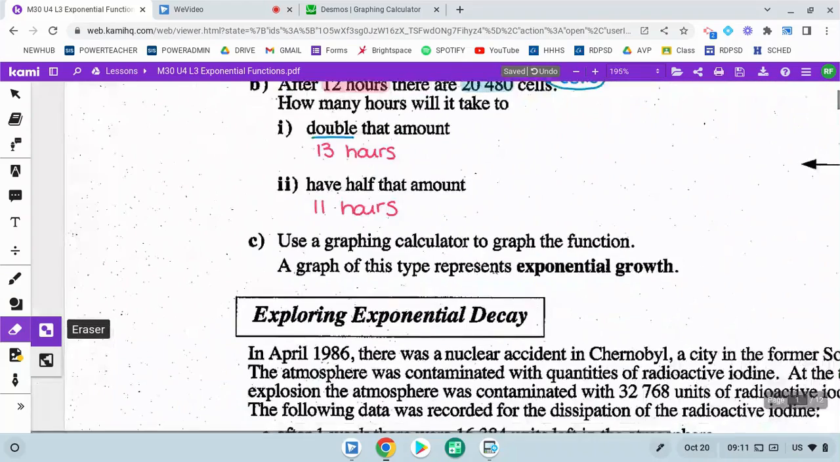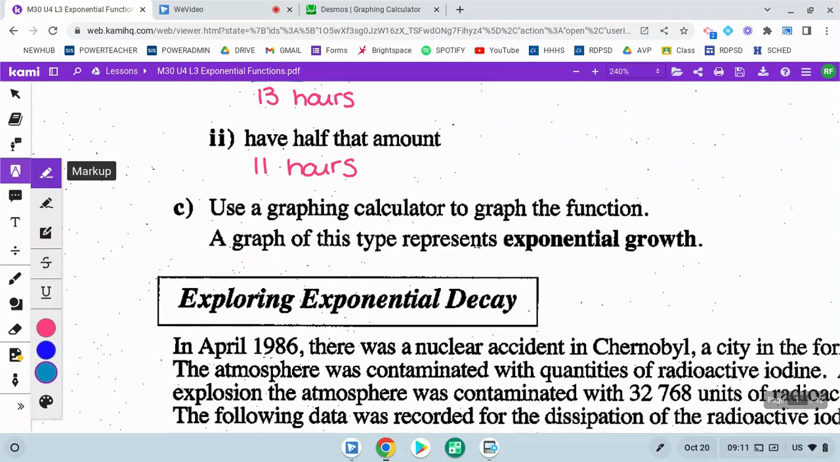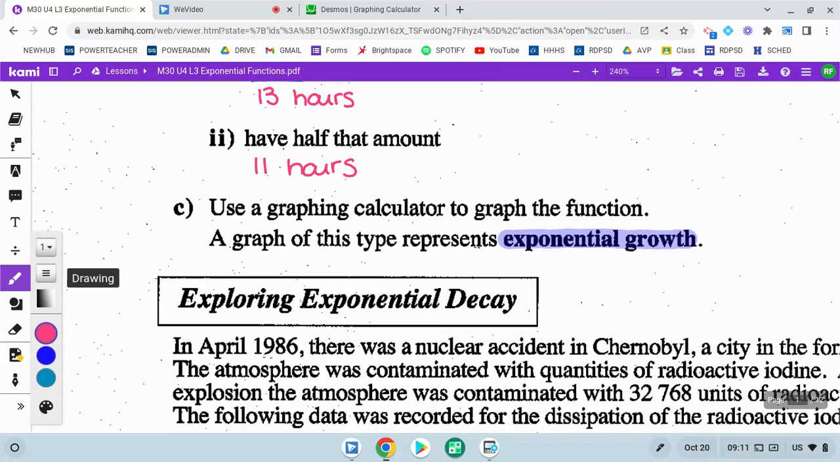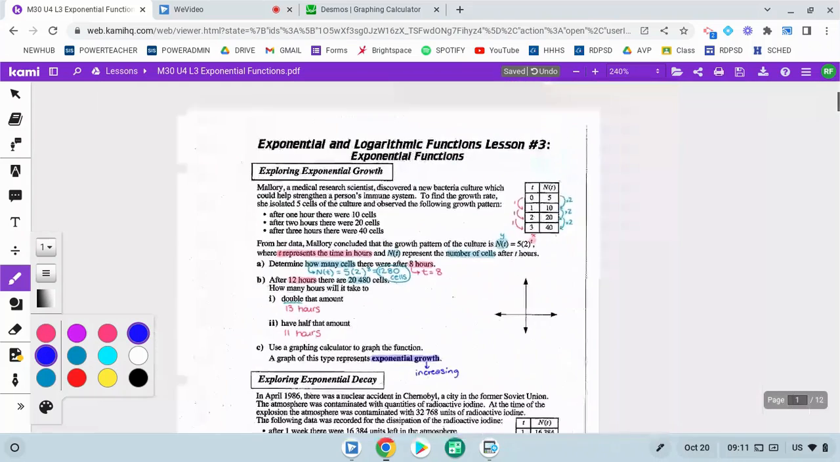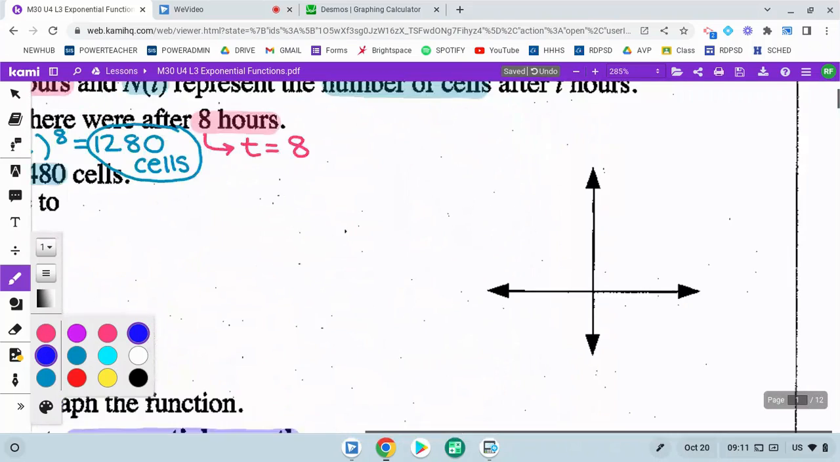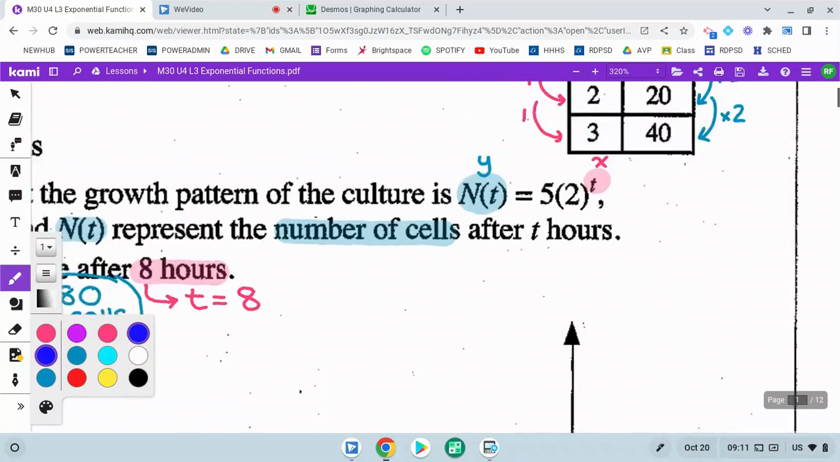Okay. Then it says, use a graphing calculator to graph the function. A graph of this type represents exponential growth. So before I even graph it, exponential growth means literally exactly like it sounds, where the value is increasing. Okay, that's what the growth label means. And the reason it's exponential, something that we can recognize from exponential graphs, is that they're not going up by one consistent number every time.